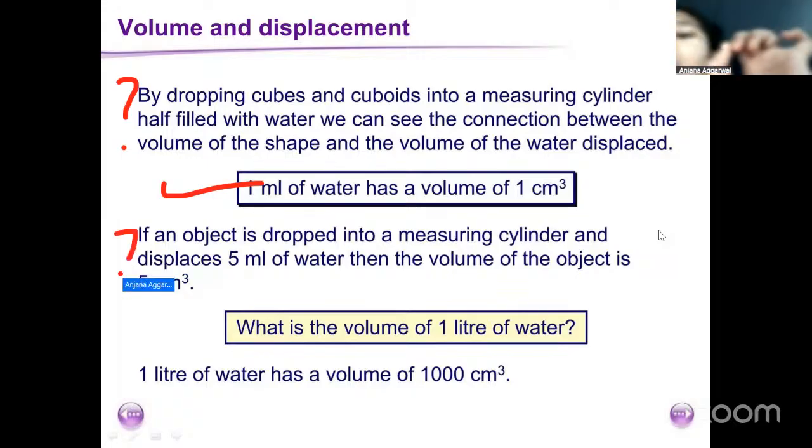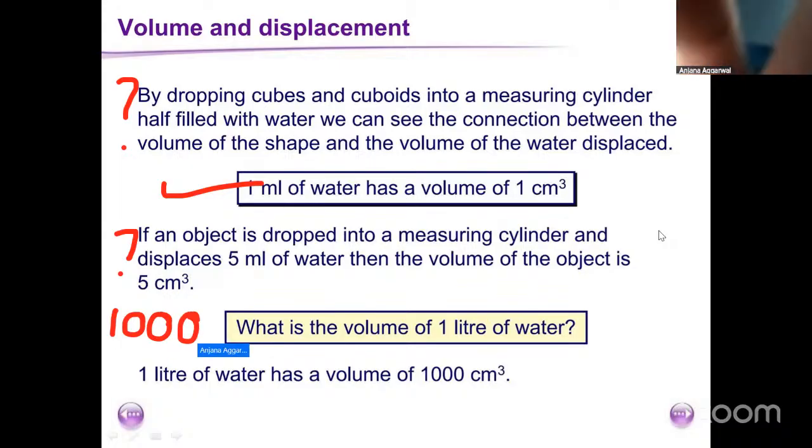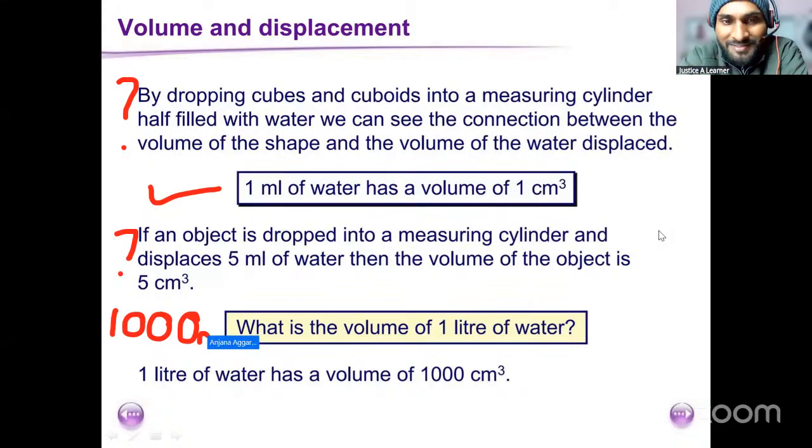What is the volume of 1 liter of water? I know what that is. In 1 liter there are 1,000 milliliters. And if 1 milliliter equals 1 centimeter cubed, then that means that 1,000 milliliters should be 1,000 centimeters cubed. I didn't expect that you would catch it in just one move, because this is advanced mathematics. Great.